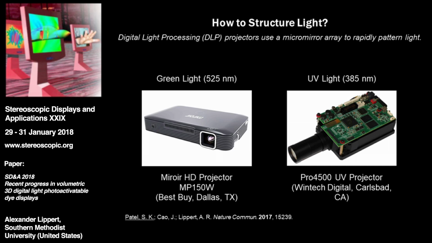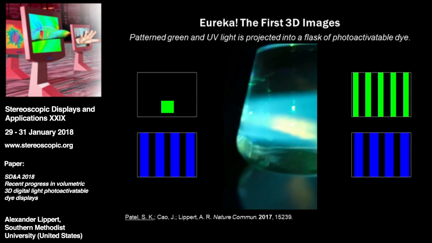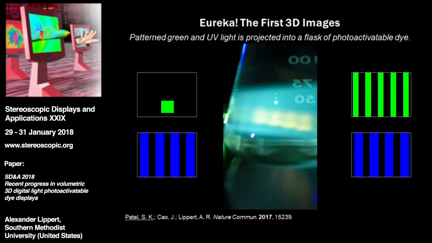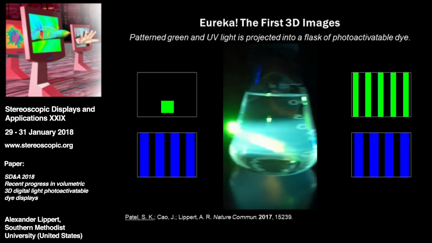The UV projector was a little bit harder to find, but luckily Texas Instruments is down the street from SMU, and one of their clients sells this Pro 4500 UV projector, primarily for 3D printing applications, but it works pretty nicely for our purposes. And so with these in hand, we did our first demonstration of a volumetric image, here using an Erlenmeyer flask that we use in the lab. What I'm showing you here are the PowerPoint slides.